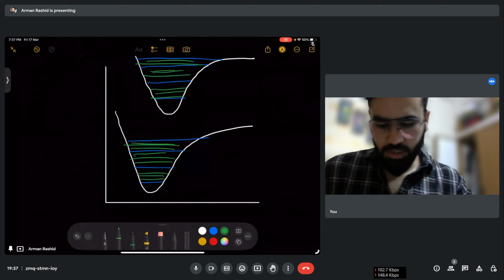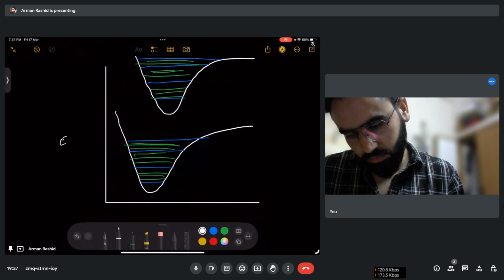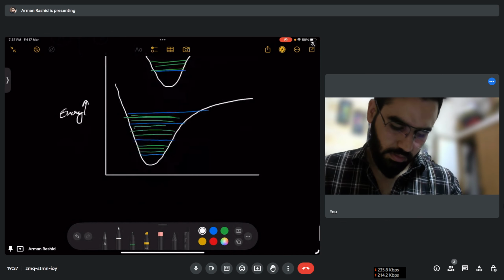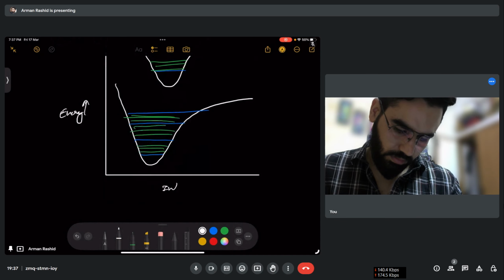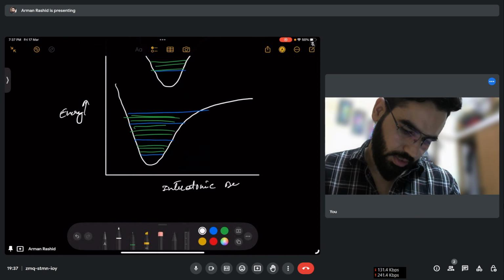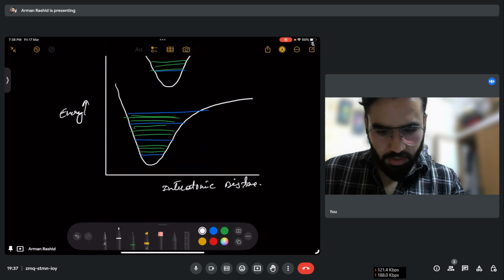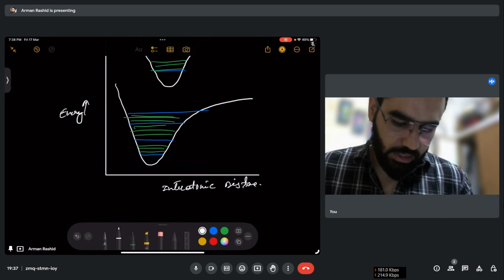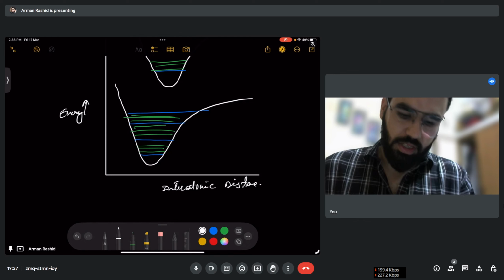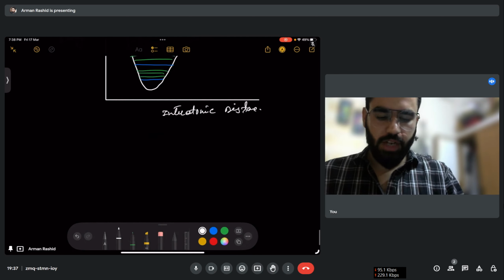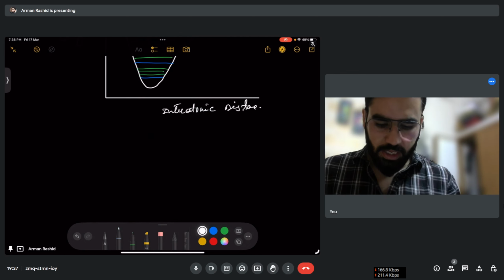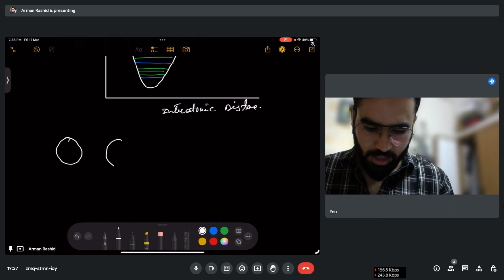So this is energy, and this is interatomic distance. If we want to see why this electronic level has this shape, we can consider two atoms like hydrogen A and hydrogen B.